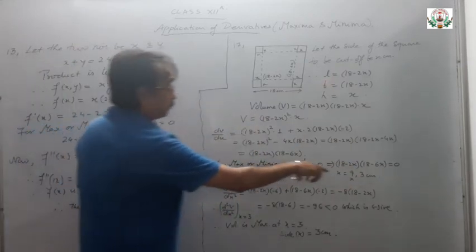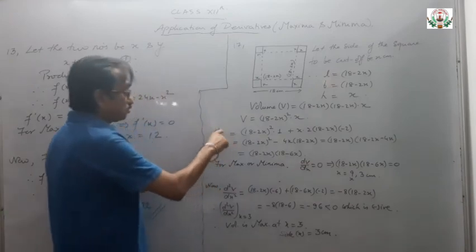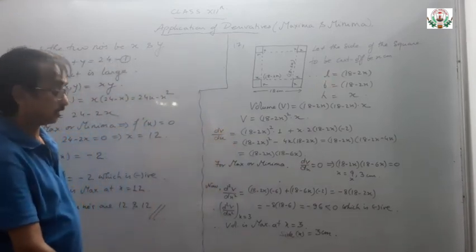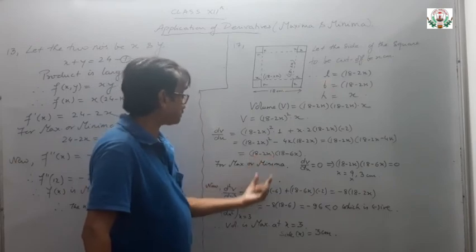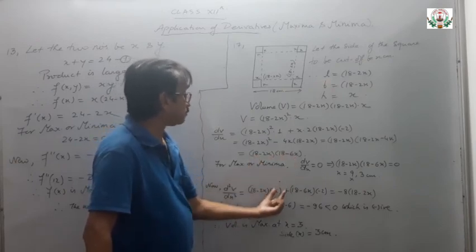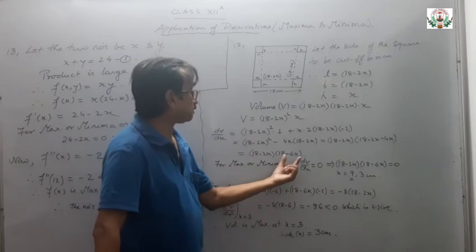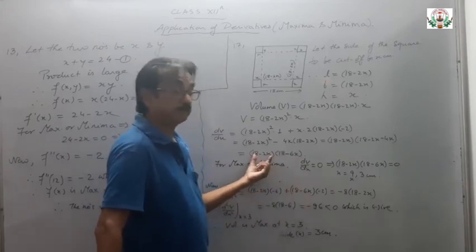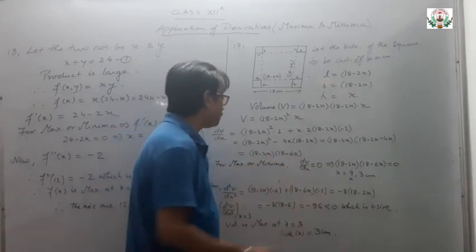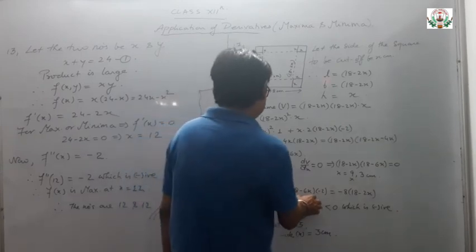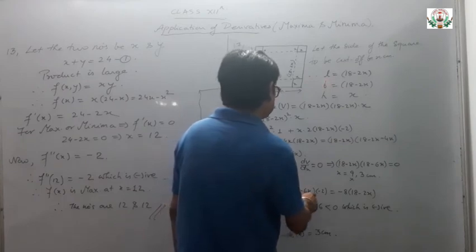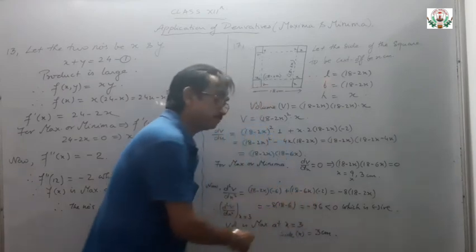Now after getting a point, again we are differentiating. We are going to calculate the second order derivative, d square v upon dx square: (18 minus 2x) differentiation of this will become minus 6, plus (18 minus 6x), differentiation of (18 minus 2x) will become minus 2.